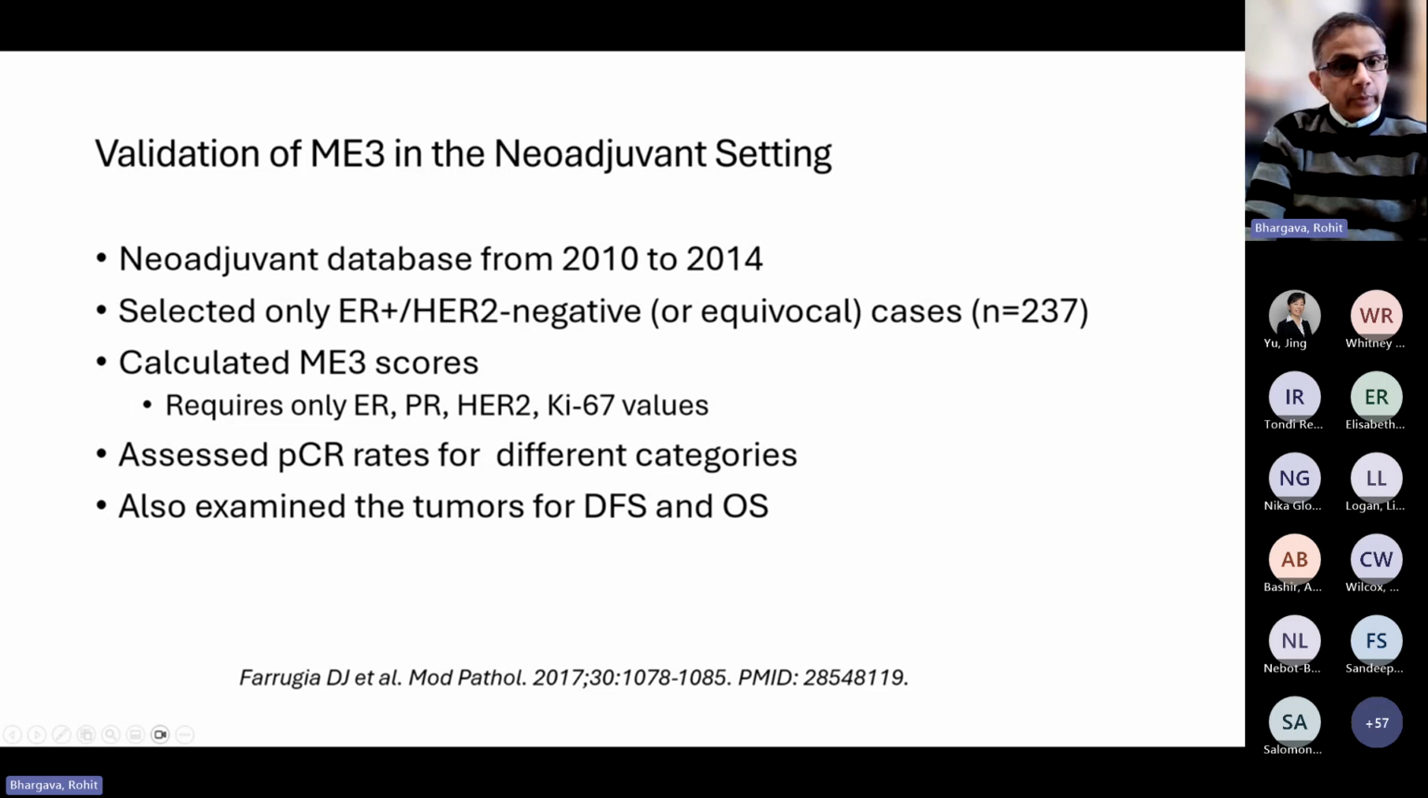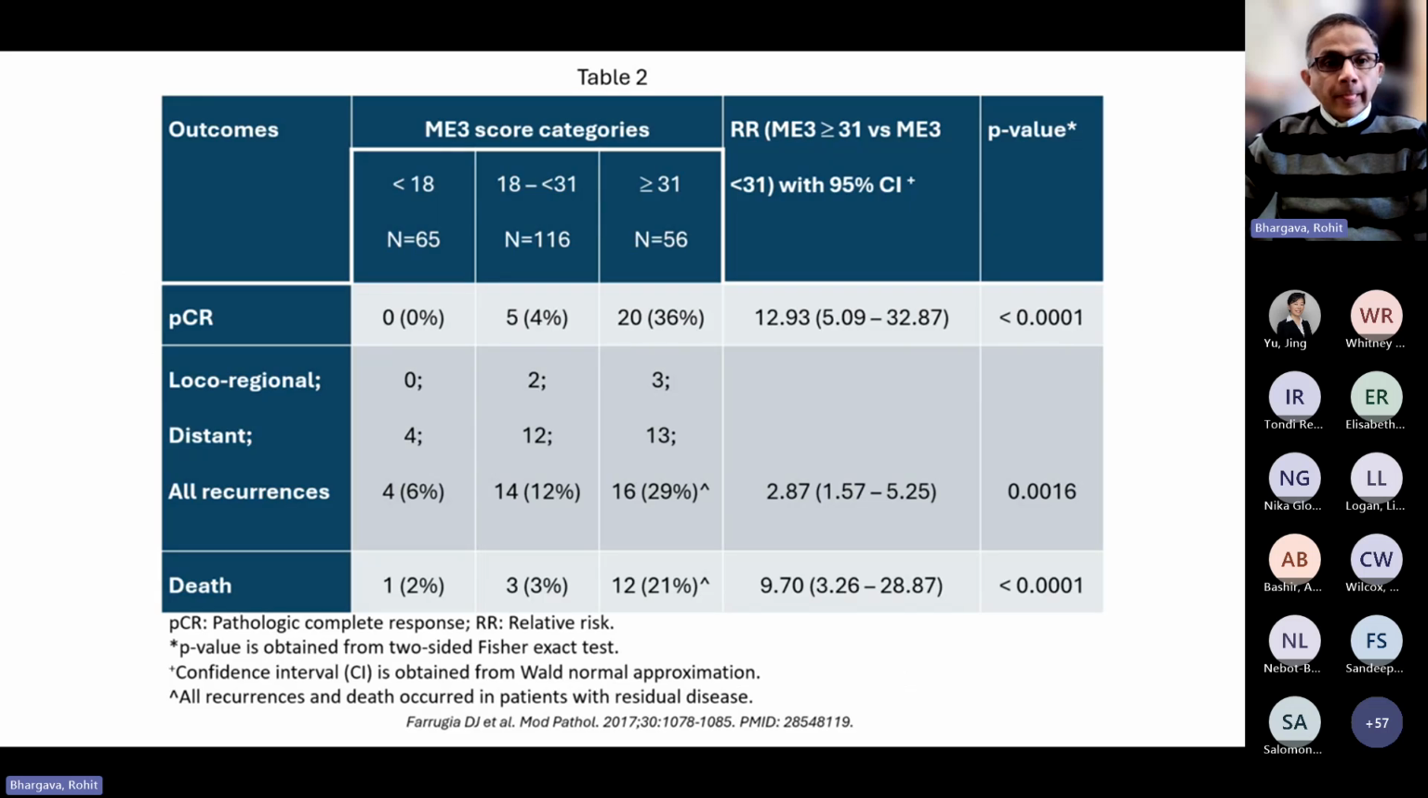So ME3 is particularly useful in this setting because it utilizes only ER, PR, HER2, and Ki67 values. We looked at the PCR rate and also the survival. And as you notice, the PCR rate in cases with ME3 score less than 18 was 0%, 4% for 18 to 31, and 31 or higher was 36%. So in the highest category, the PCR rate is quite high, almost as high as you see in triple negative breast cancer treated with ACT chemotherapy.